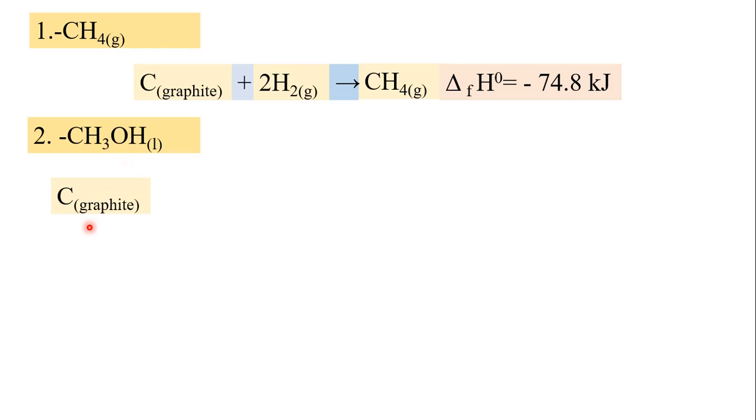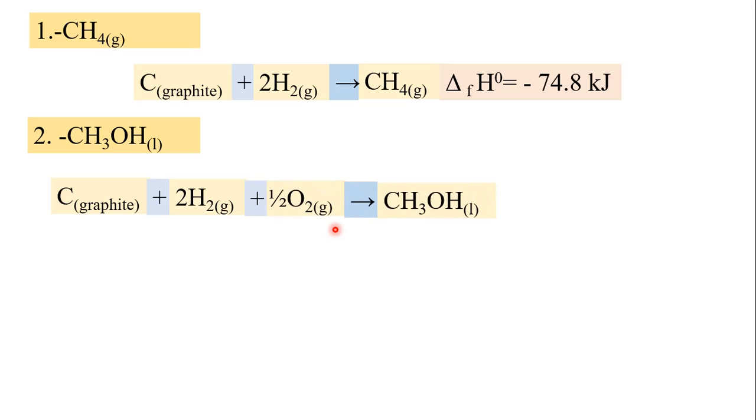Carbon in graphite form reacts with how many hydrogens? 4 hydrogens are there, so 2 moles are required: twice H2 in a gaseous state, plus oxygen. 1 oxygen atom is there, that means half mole of oxygen gas gives you 1 mole of methyl alcohol in a liquid state. So this is the chemical equation for formation of 1 mole of methyl alcohol. And during this, whatever enthalpy change takes place is called the standard enthalpy of formation of methyl alcohol, and that is equal to minus 239 kilojoules.